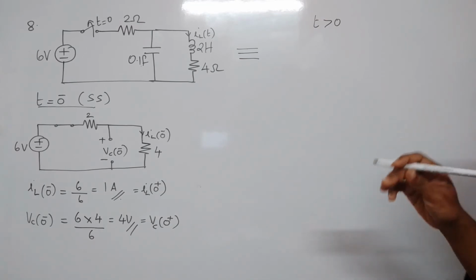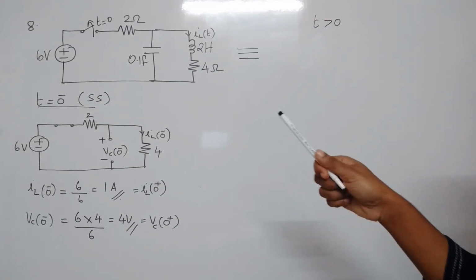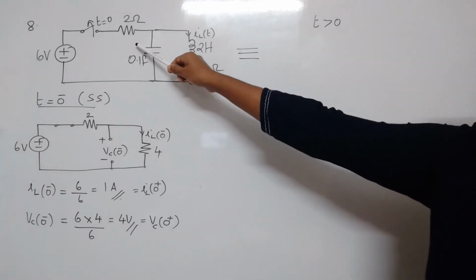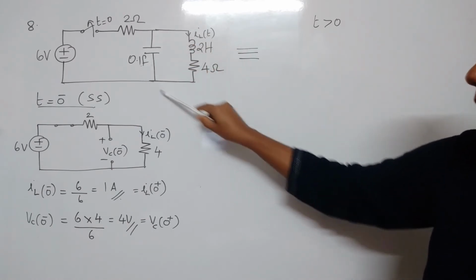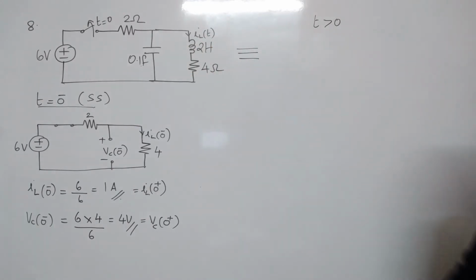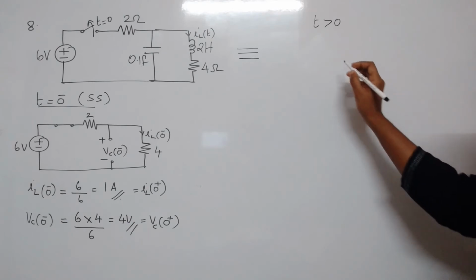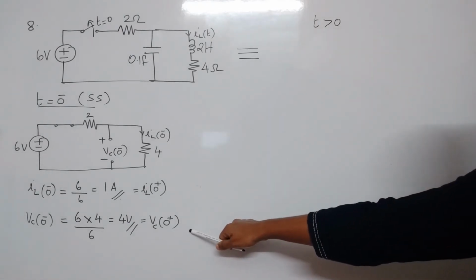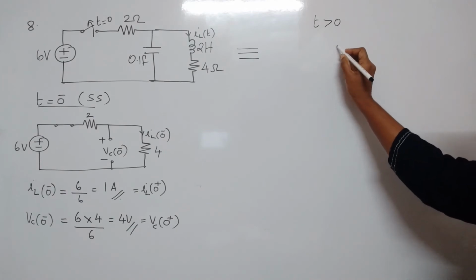The switch is open, which means 6 volt is no longer connected to the circuit. Therefore 2 ohm will also be floating. So the circuit will be just this loop. Okay. So let's draw that loop alone. Capacitor which has an initial voltage, so we'll have to consider that also.